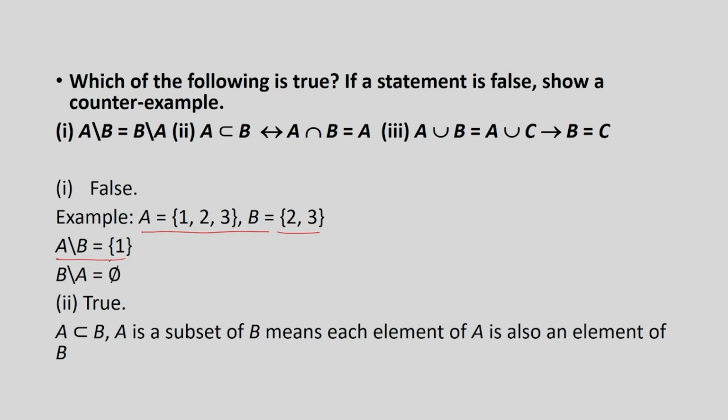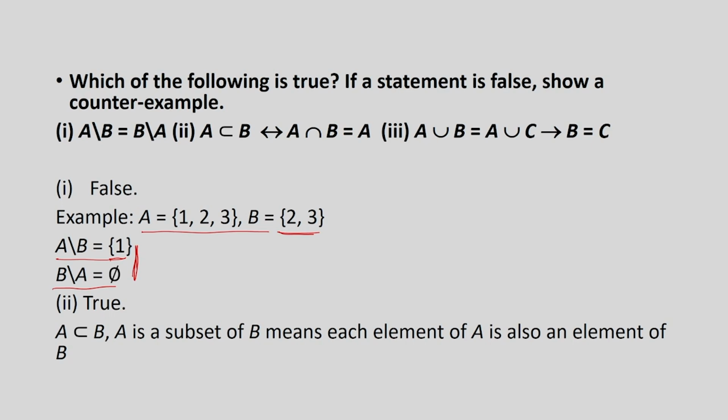So this will only leave us with one element, that is 1. And B minus A: if we take B, which is 2, 3, and from that take the elements of A, that is 1, 2, 3, we can see that all the elements of B are there in A also. So there is no element in B minus A. So it is a null set. And as you can see, these two are not equal. A minus B is not equal to B minus A. So that is why the statement was not correct.